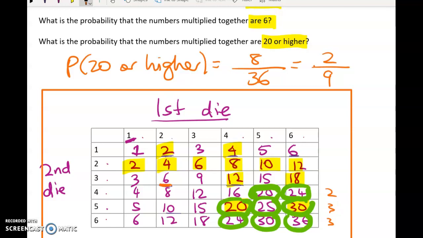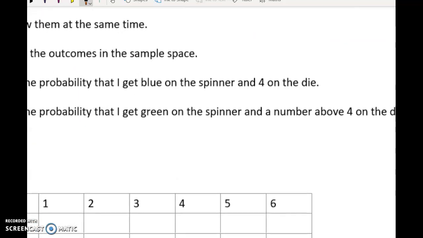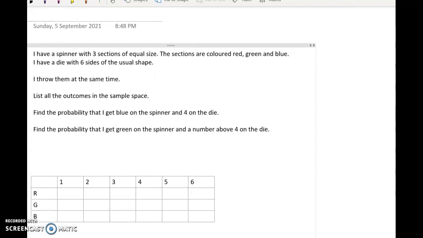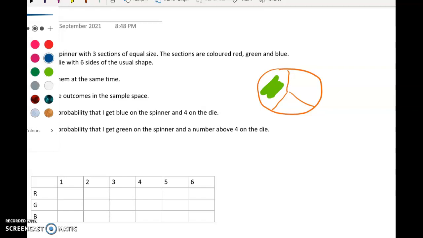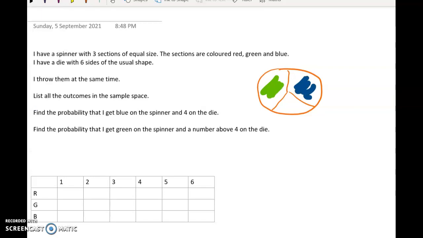All right, let's look at a second example, and then there's some Dr. Frost work where you have to make sure you can do the sample space stuff. Right, so now I've got a spinner, also very boring, 3 sections of equal size, and the colors are different. So there are red, green, and blue sections, right? So here's my spinner, and I've got 3 sections. Now they need to be exactly the same. So one of those sections is green, one of those sections is blue, and one of those sections is red, kind of. And then I've also got a die with 6 sides of the usual shape, so 1, 2, 3, 4, 5, 6, and I throw them at the same time.